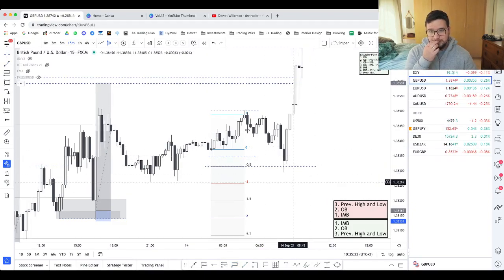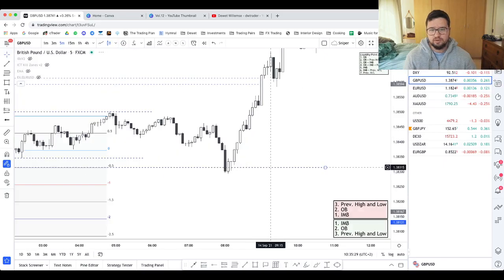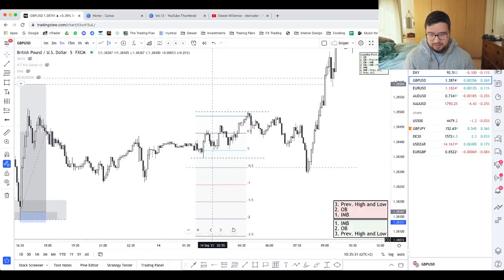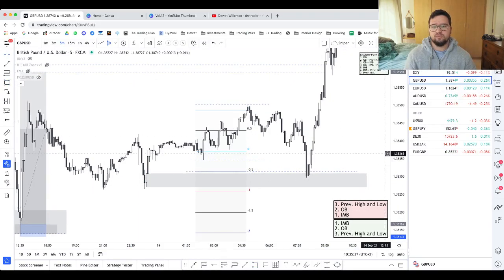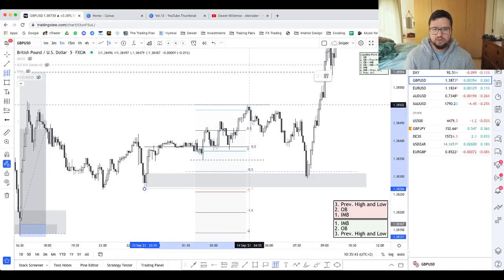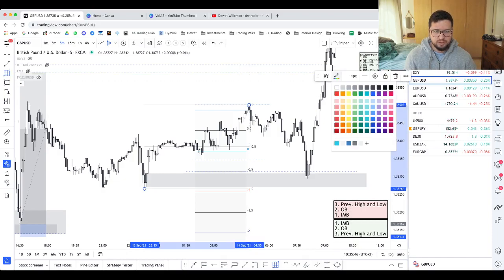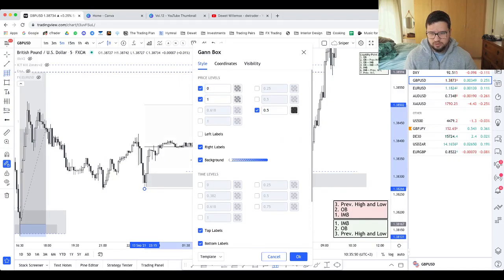We have it there. Now we need to identify, does this align with something on the lower time frame? And it just so happens that it does, perfectly with the order block. So in this case, there is our swing low to high. I'm just going to give this some color so that it's not as confusing.